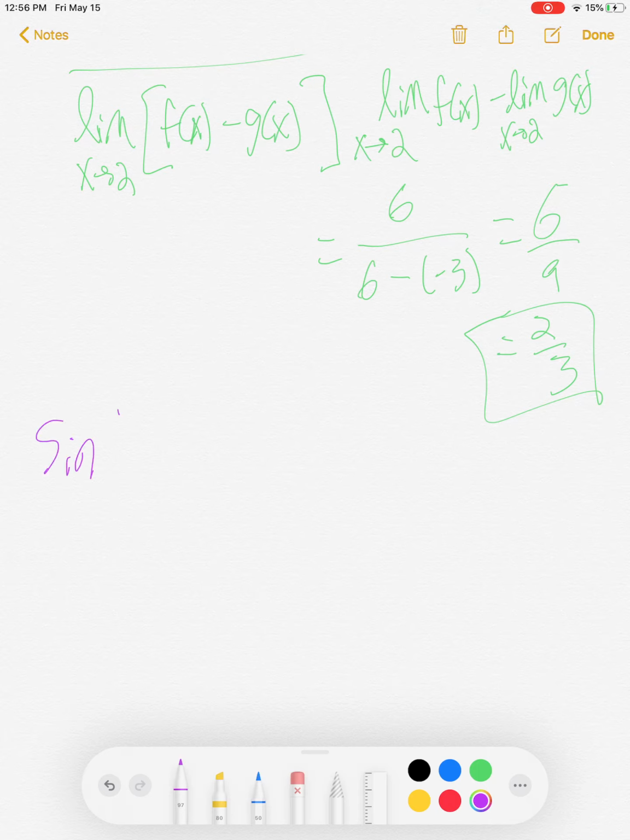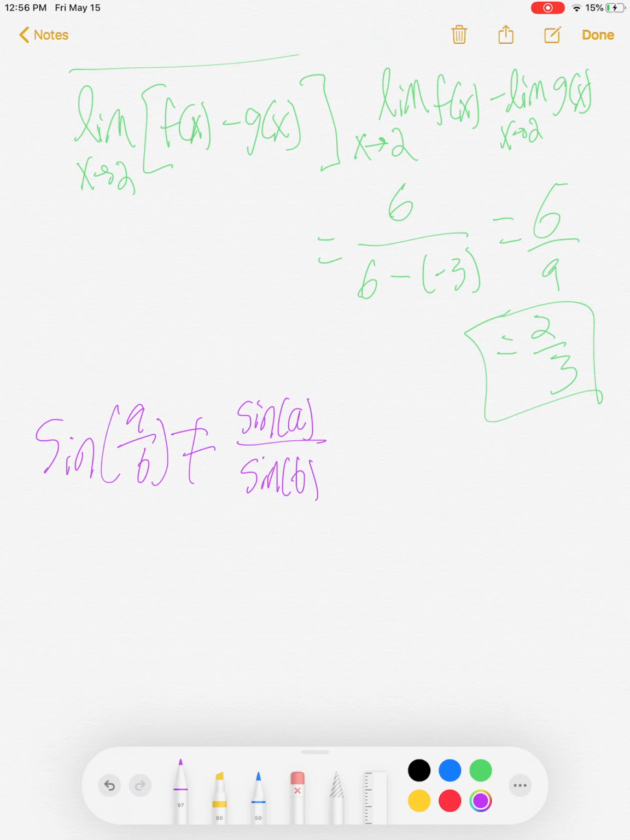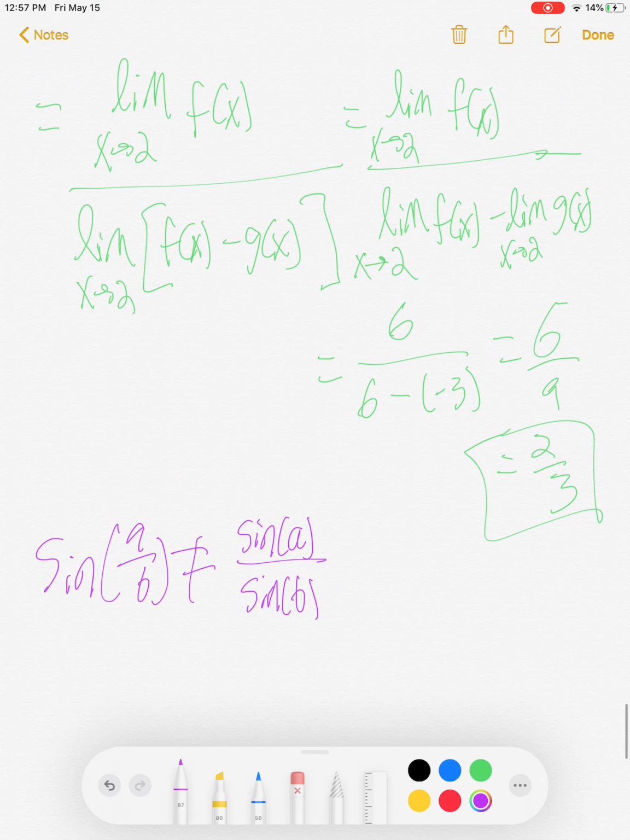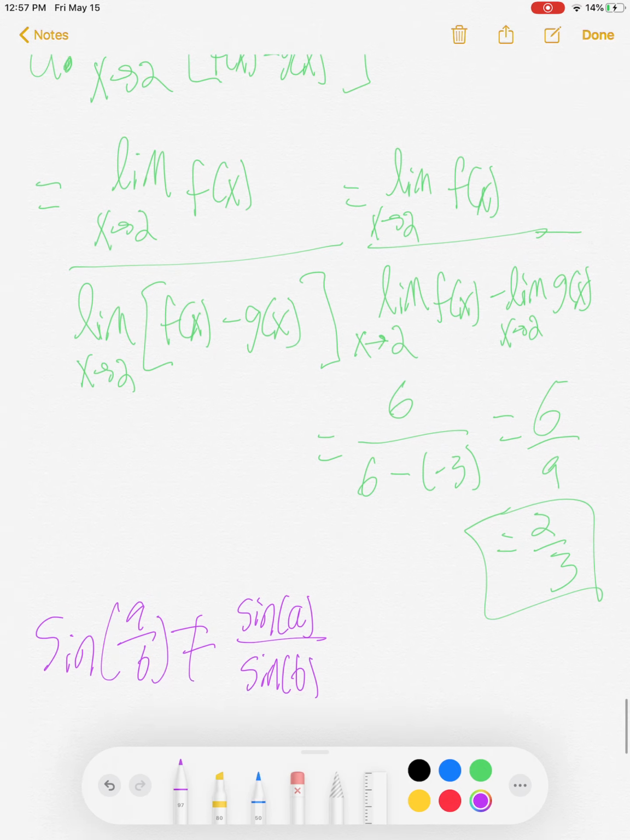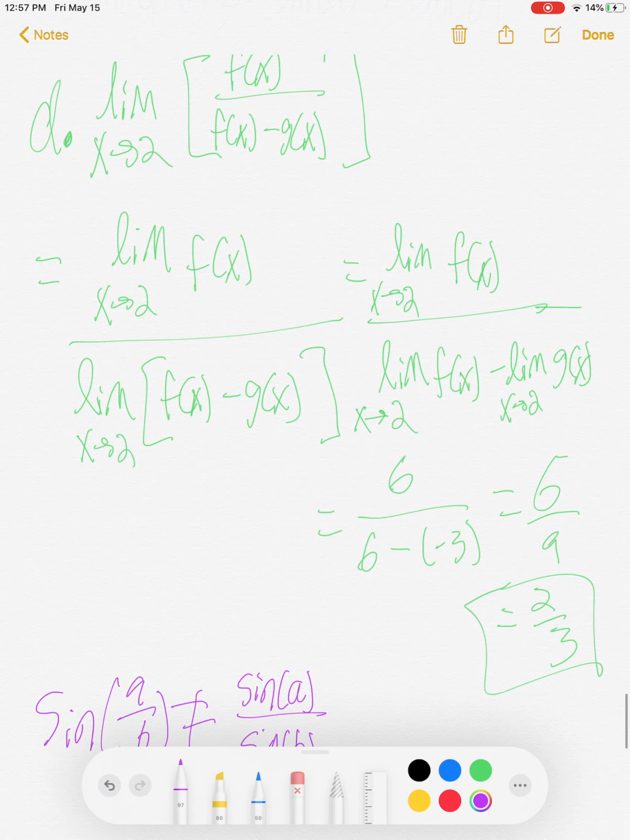And yes, sir, it is indeed true that sine of a over b is not necessarily sine of a over sine of b. So we cannot simply distribute most functions like that. However, when it comes to taking limits, things work out so nicely, you couldn't really ask for anything better. Okay, so keep this in mind whenever we are dealing with limits and other functions. Other functions aren't always going to be as friendly.